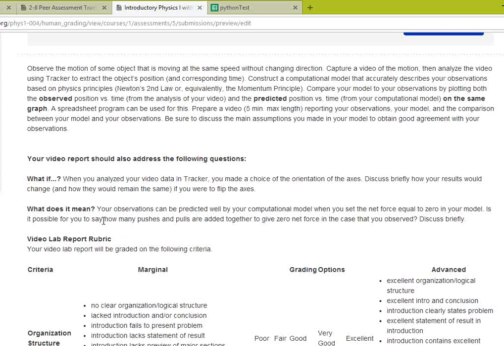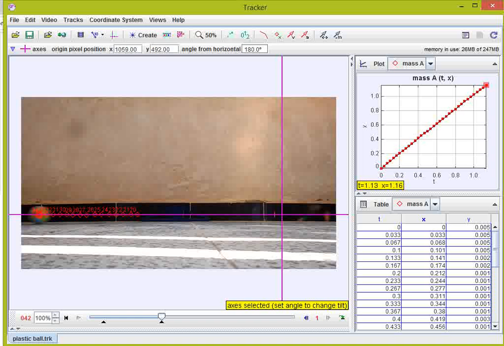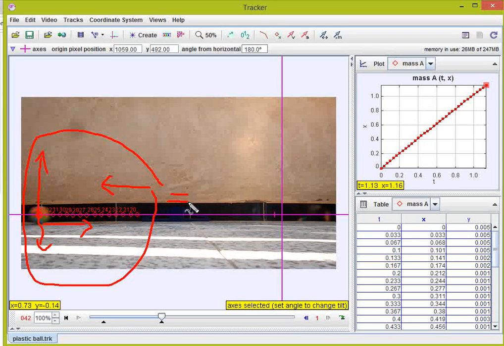How many push-some balls are added together to give zero net force? Okay, now we go back to Tracker, and we've said earlier that there was some air blowing that way, and we know that there's friction coming from the ground on the ball that way in the positive direction, and this one in a negative direction, and the gravity is here, and there's the reaction of the ground here. So all these forces must add together to give zero net force.